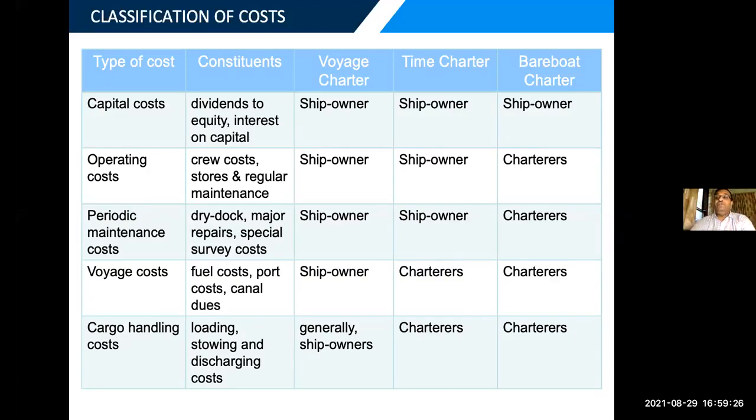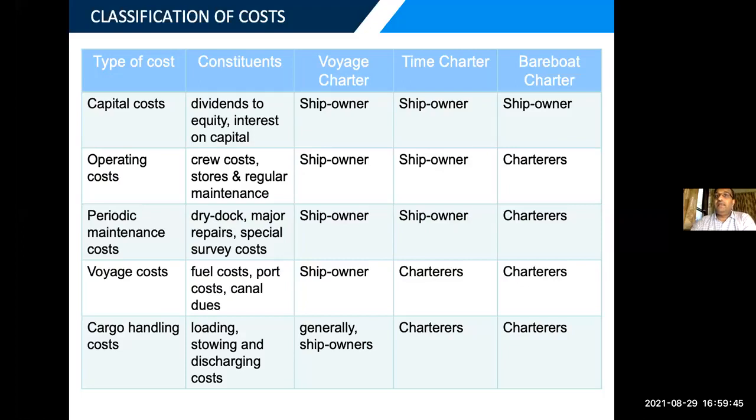Okay, friends, have all of you understood this classification of cost? Are there any doubts? Please, I'm expecting questions. Sir, could you please explain a bit about the insurance cost in bareboat charter and why it is still the ship owner's responsibility? I'll tell you.